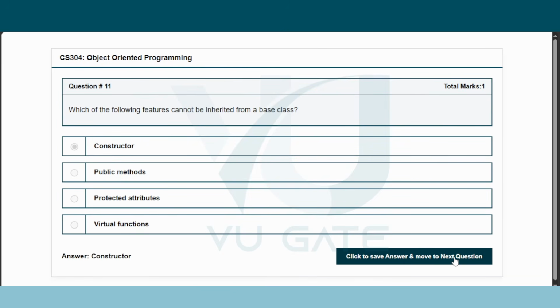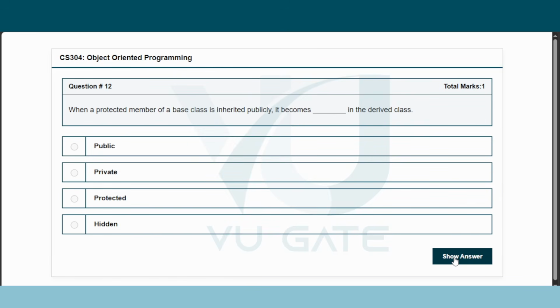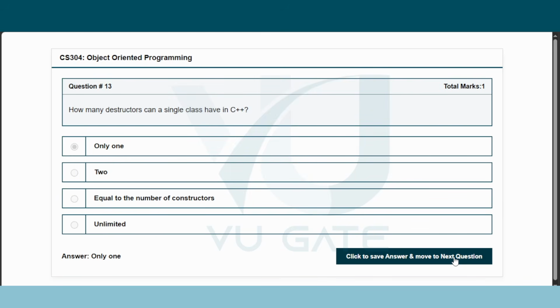Now for question 12. When a protected member of a base class is inherited publicly, it becomes blank in the derived class. The correct answer is protected. Let's look at the 13th question. How many destructors can a single class have in C++? The correct answer is only one.